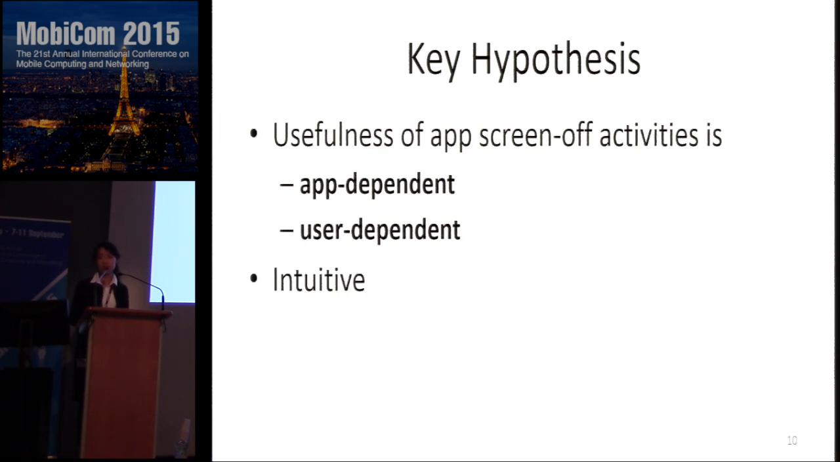For example, for app-dependent, I may need my Gmail notifications whenever a new email comes to my phone, but I don't want any background sync from my game apps. And for user-dependent, for example, you may want to see your Facebook newsfeed every time it comes, but I may not want to bother about that.